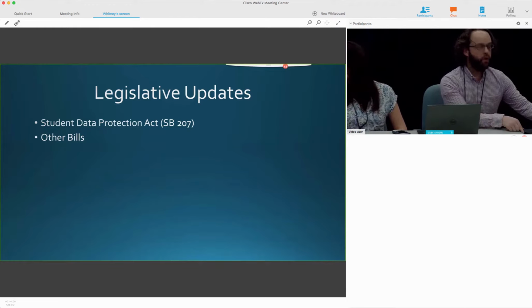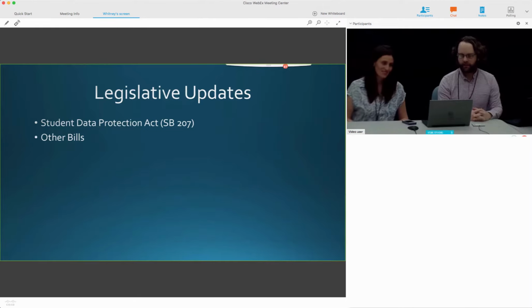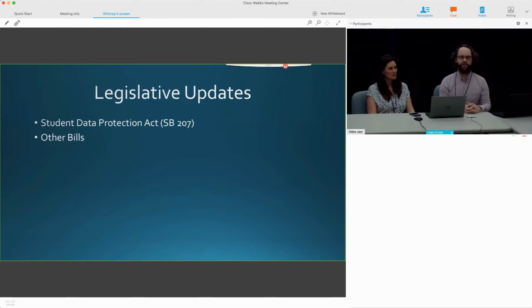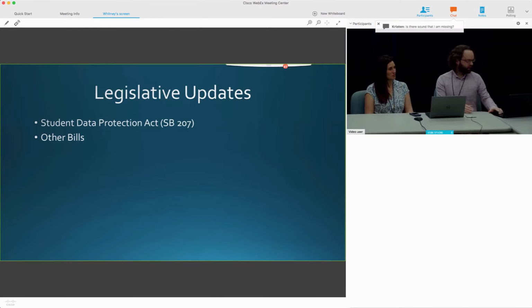So the mostly changes that we recommended and a few others that were added by the legislature are in Senate Bill 207, which passed both the House and the Senate as of last night. So it's pretty much going to become law. Let me actually pull up the actual bill on my computer, because I wanted to just kind of highlight.